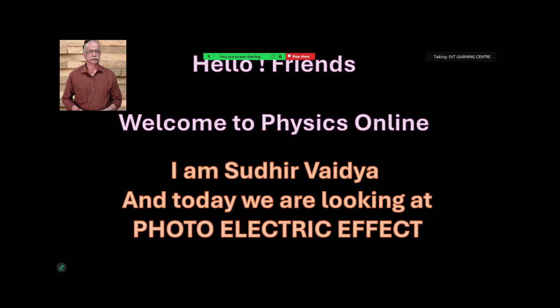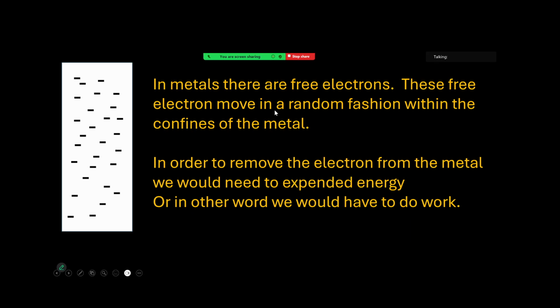I am Sudhir Vaidya and today we are looking at photoelectric effect. So in metals there are free electrons, we all know, that is why they conduct heat and electricity. These free electrons move in a random fashion, not along any path or with any fixed velocities within the metal.